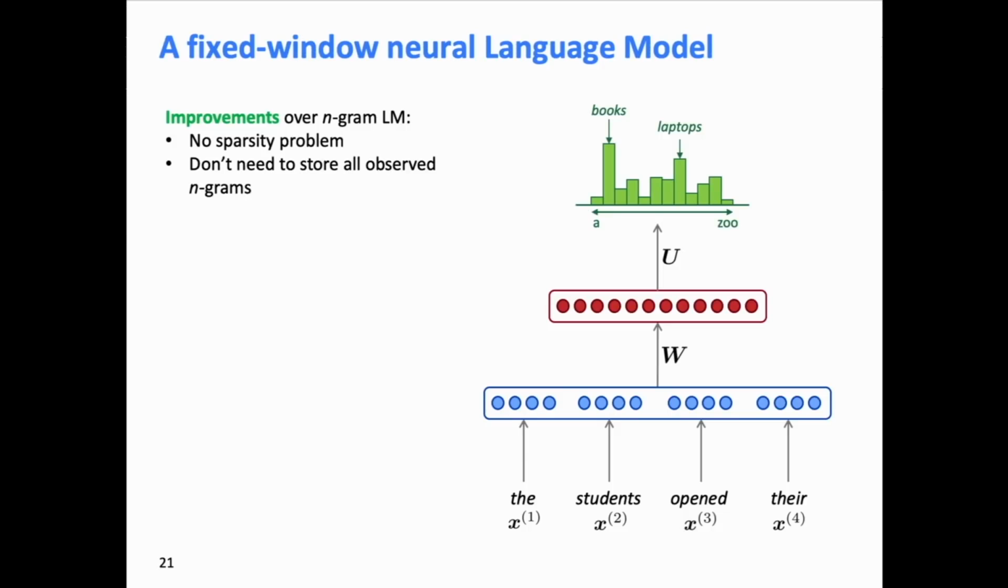Another advantage is you don't need to store all of the observed n-grams that you ever saw. So this is an advantage. By comparison, you just have to store all of the word vectors for all the words in your vocabulary.